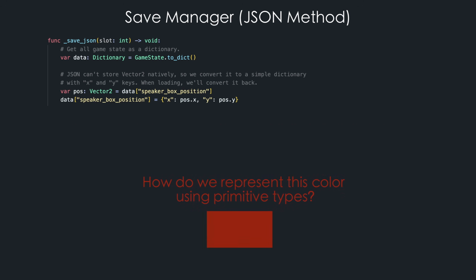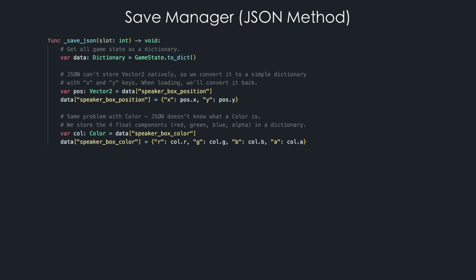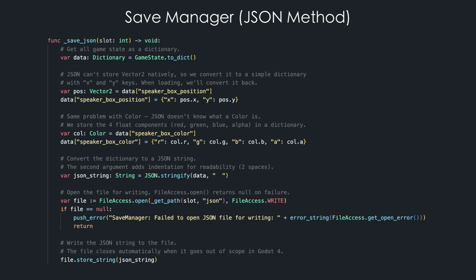As for the color, there are different ways that a color can be represented in string form, but one way to do it is to grab the red, green, blue, and alpha channels and insert them into a dictionary. These 4 values are enough to recreate the color from scratch afterward. And we're done. Now everything inside the game state is either a string, a float, or an integer, so it can be stored inside of our JSON file.